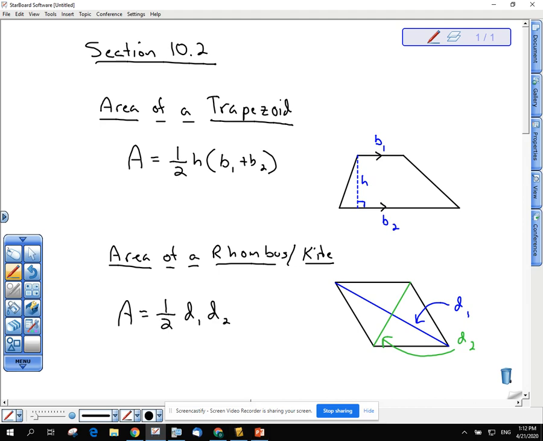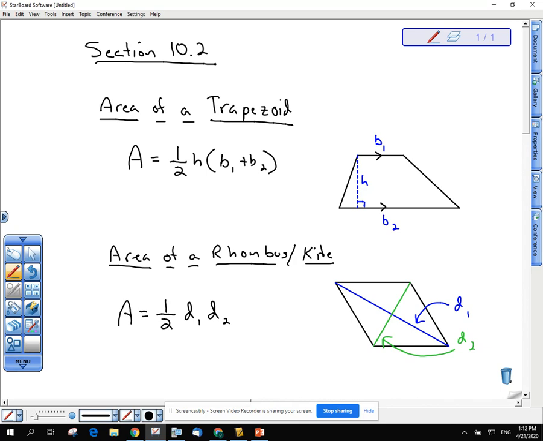Geometry, section 10.2, area of trapezoids, rhombuses, and kites. The area formulas you see here go for those three figures. Trapezoid is 1/2 times height times the sum of the two bases. The bases are the parallel sides. The area of a rhombus and the area of a kite are actually the same formula. Area is equal to 1/2 times the first diagonal times the second diagonal, in any order.